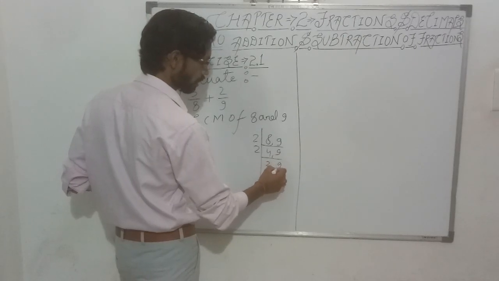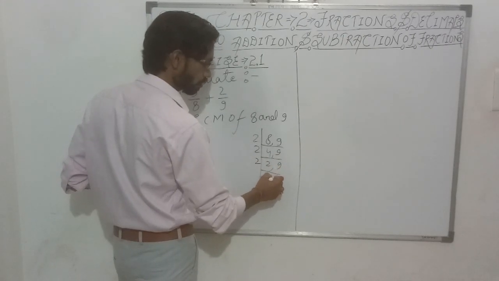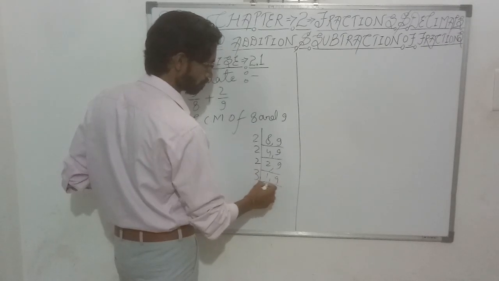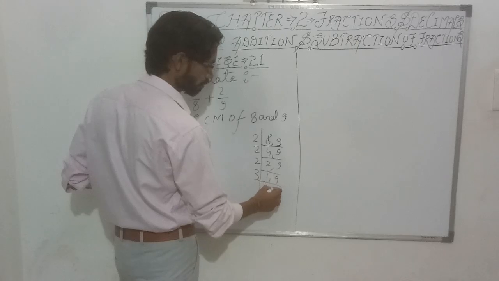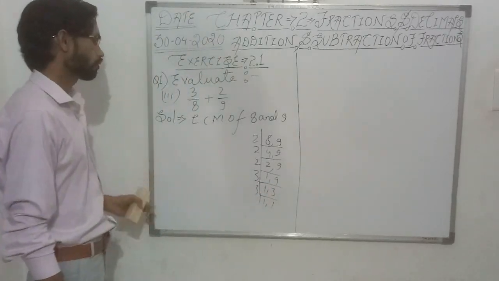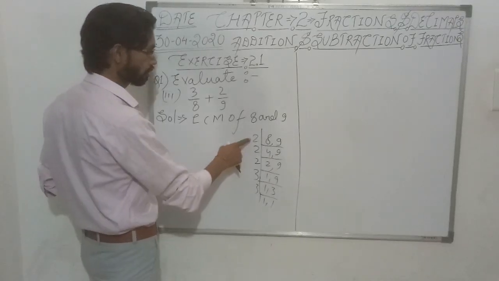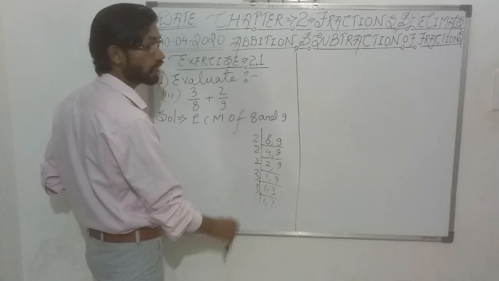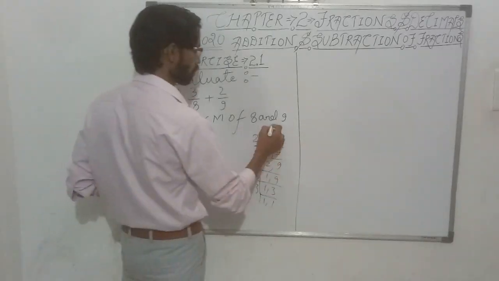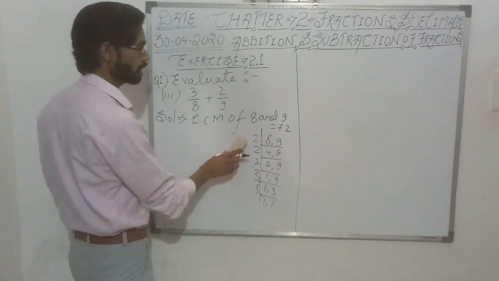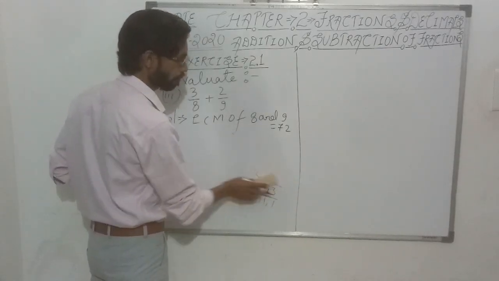2 2s are 4, 2 1s are 2... 2 2s are 9, 2 1 9 will be as it is. Then we'll move on to the 3. 3 1 3, 3 1 1. Okay, so what is the LCM? What we have got? 2 2s are 4, 4 2s are 8, 8 3s are 24, 24 3s are 72. That means the LCM of 8 and 9 is 72.